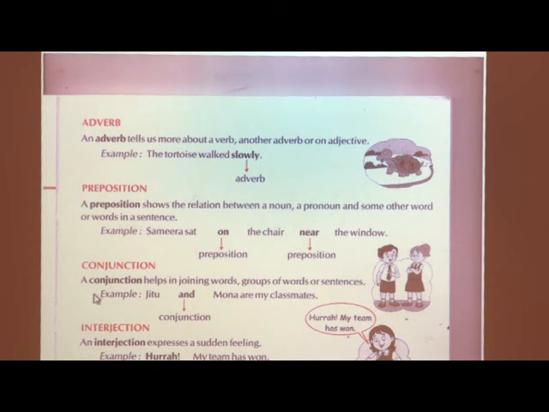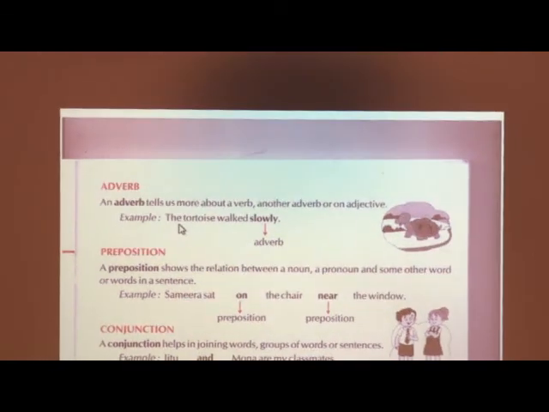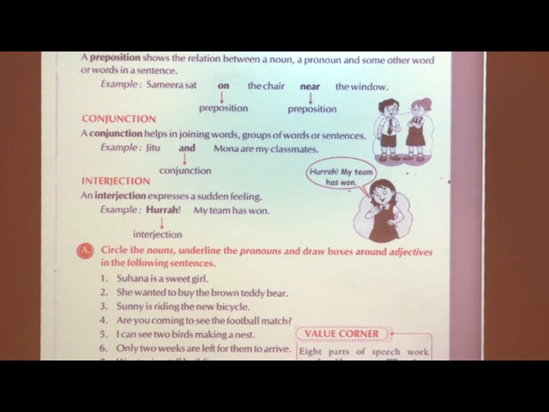Now next is conjunction. See here. What is a conjunction? A conjunction helps in joining words or groups of words or other sentences. The conjunction is the seventh part of speech. What function does it do, or what is the property of conjunction? It helps in joining the words.